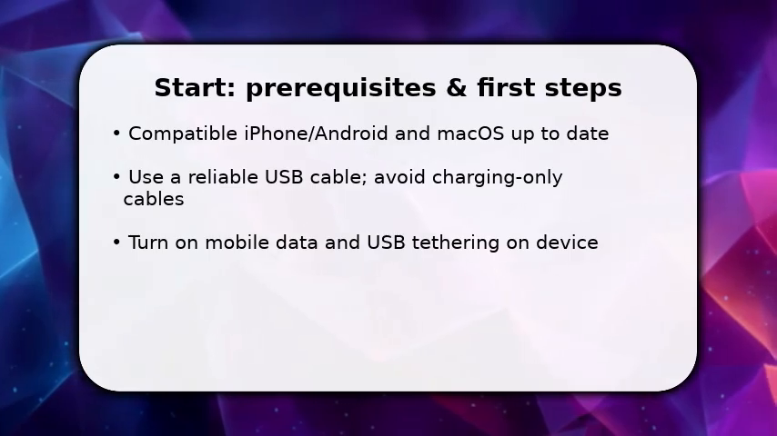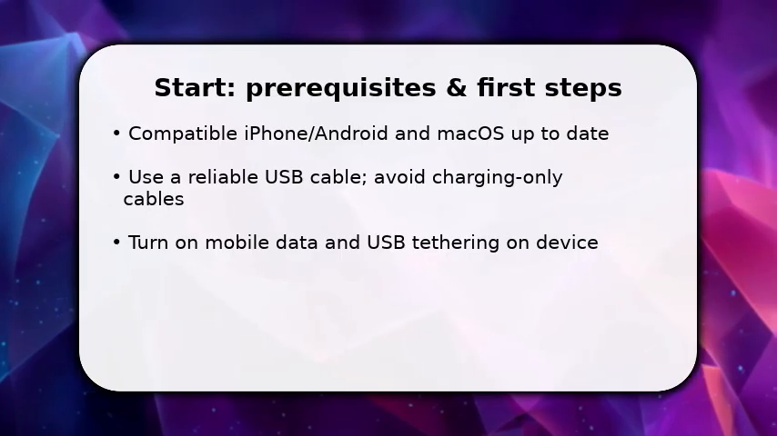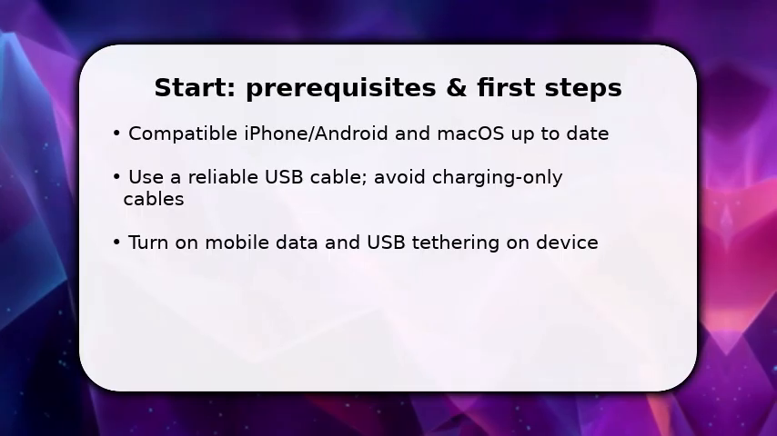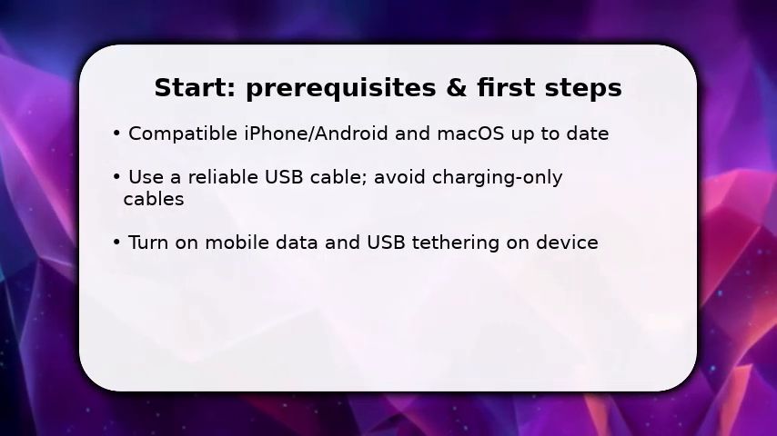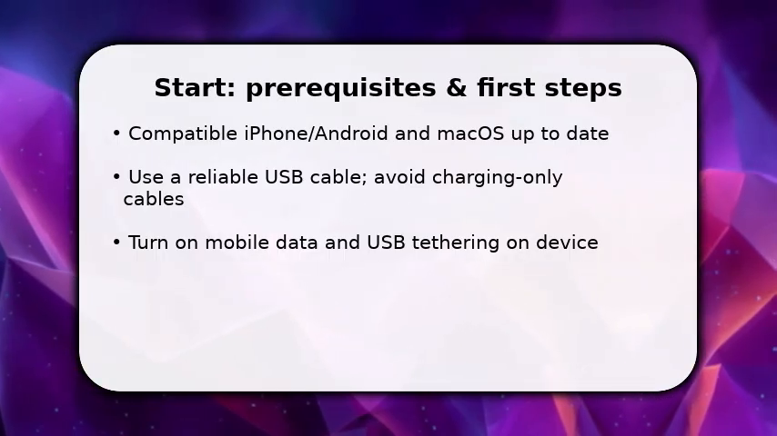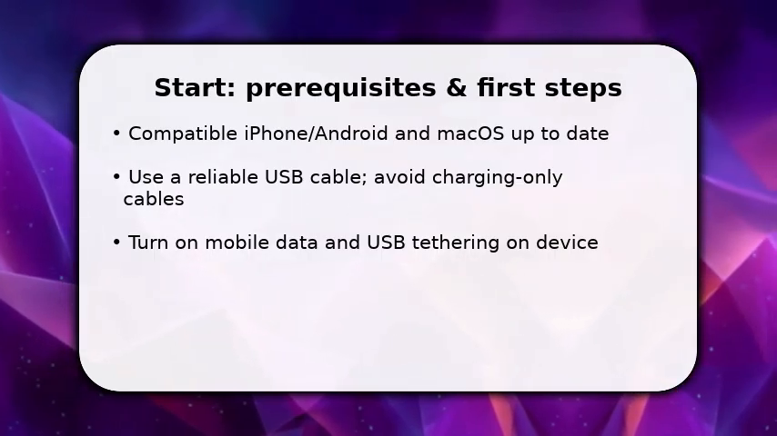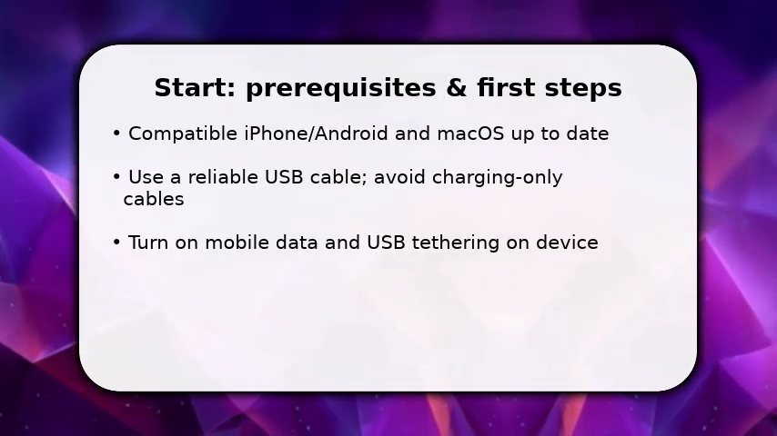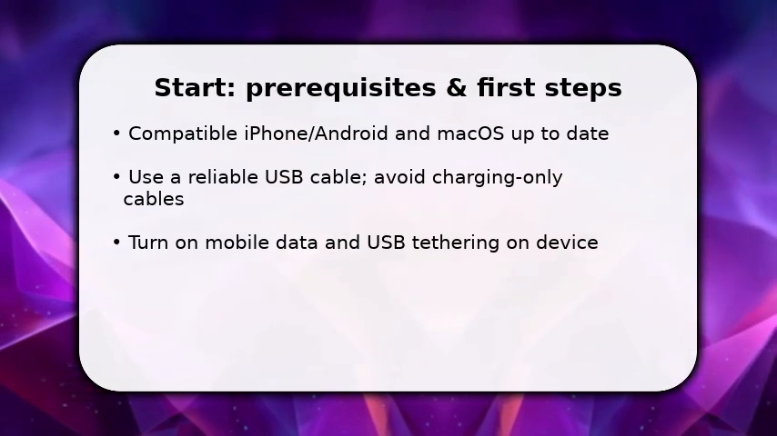You begin by confirming essentials. Your Mac and phone are updated, and you have a data plan. Plug the phone into the Mac with a good USB cable. This establishes a physical link that macOS can detect. On the phone, enable USB tethering or personal hotspot so the device advertises a network interface. Once done, unlock the phone and approve any trust prompts. This authorizes data exchange. Make sure the phone's mobile data is active because the tethered connection routes through it.